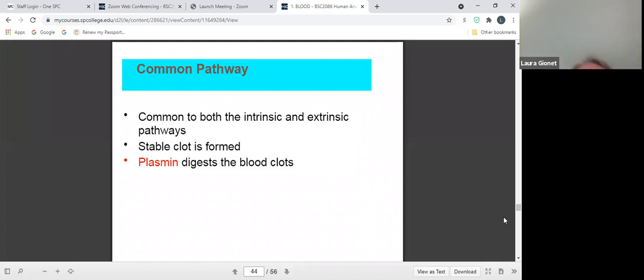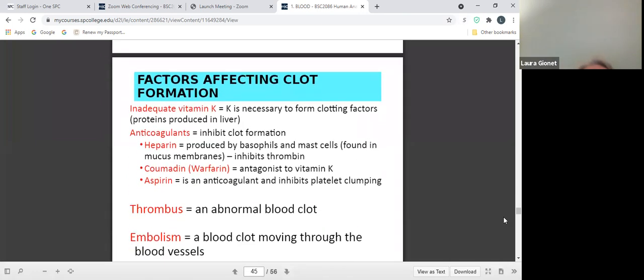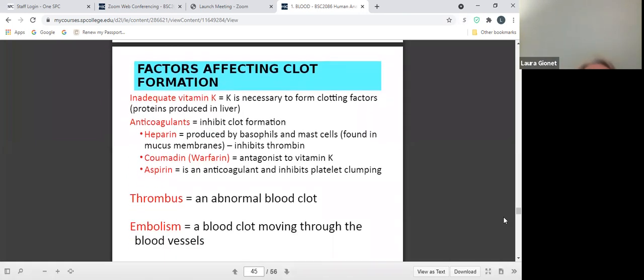It's rather interesting. So both of these pathways end in the common pathway. A stable clot is formed, and then plasmin, again, digests that blood clot. Factors affecting clot formation are levels of vitamin K. We need to have adequate amounts of vitamin K. The anticoagulants are heparin and coumadin. The AKA for coumadin is warfarin.